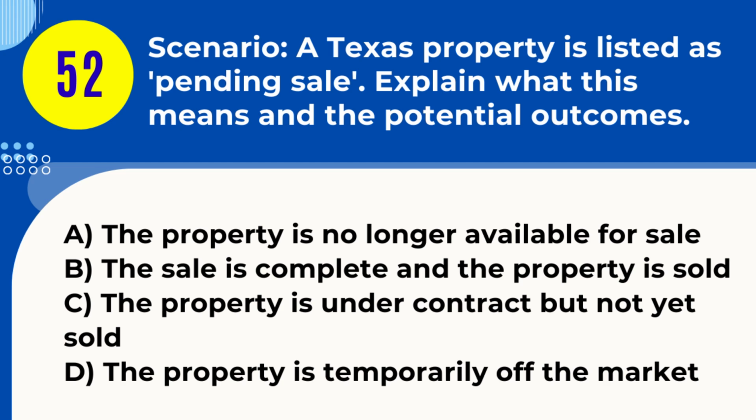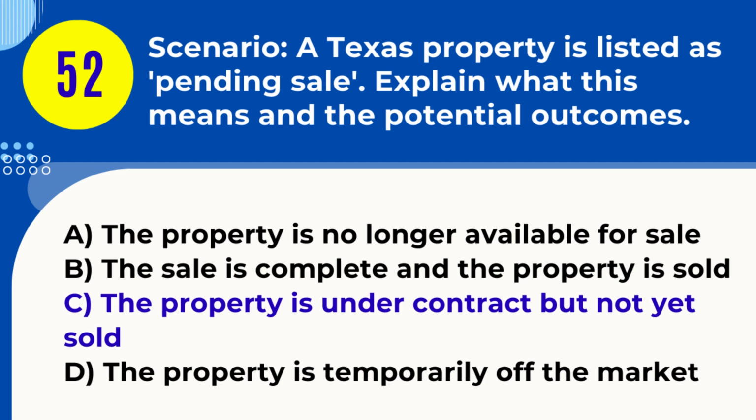Question 52. Scenario. A Texas property is listed as pending sale. Explain what this means and the potential outcomes. A. The property is no longer available for sale. B. The sale is complete and the property is sold. C. The property is under contract but not yet sold. D. The property is temporarily off the market.